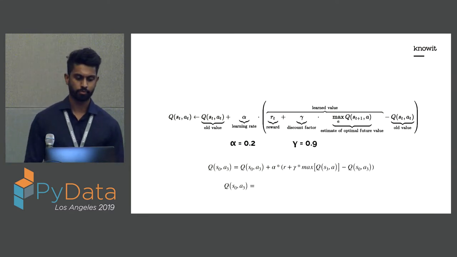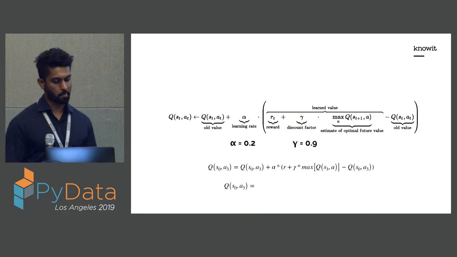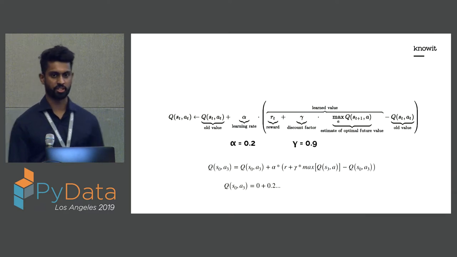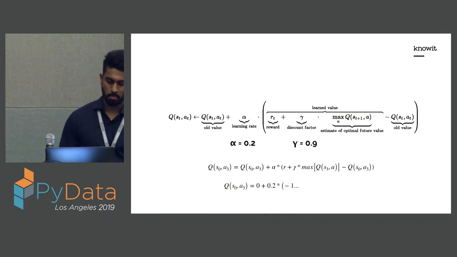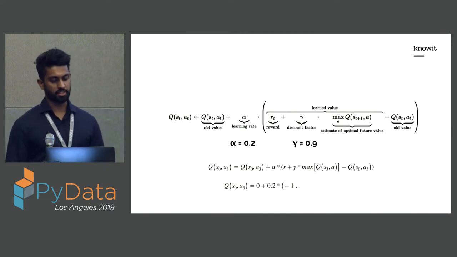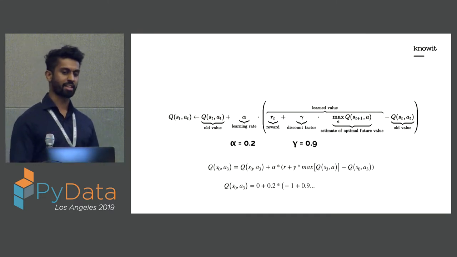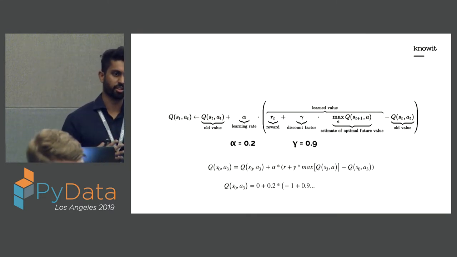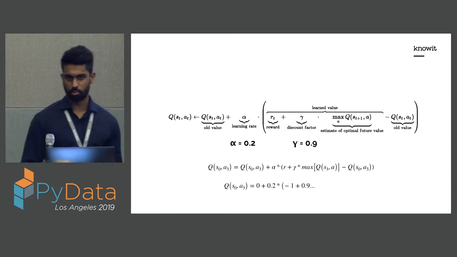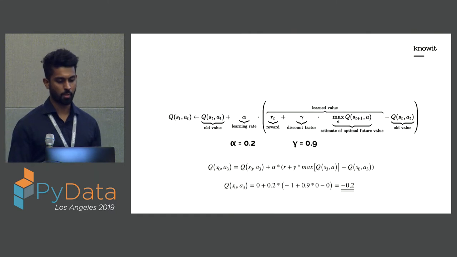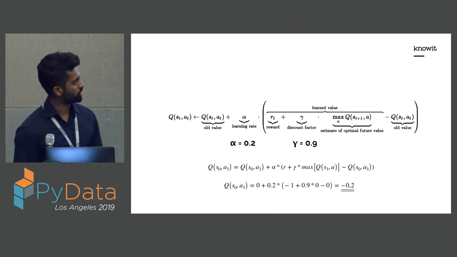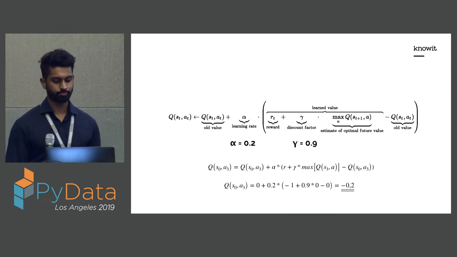So the new Q value is going to be: you take the old Q value of 0, then you add the learning rate multiplied by the reward received, which is minus 1 in state 3, because nothing really happened there, so there's just a move penalty, plus the discount factor multiplied by the maximum Q value in state 3, which is the state you ended up in, and this is also 0 at this point, and then you subtract the old Q value, which is also 0. And then you get a new Q value of minus 0.2.